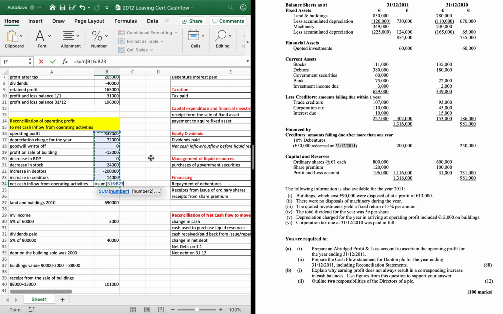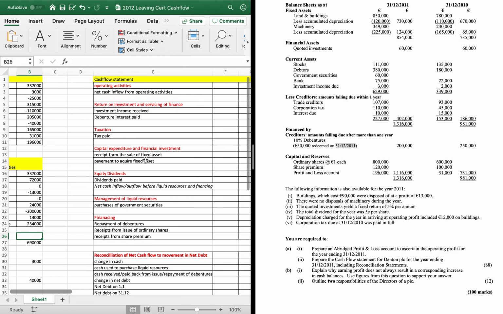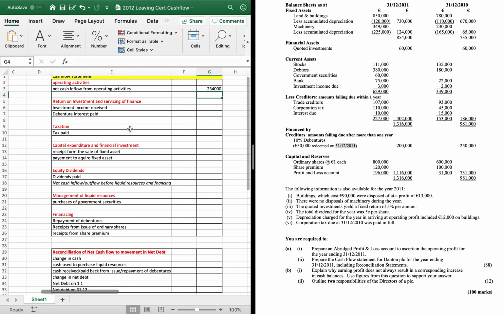So just total them off, and you've got 234,000. And that is our net cash inflow from operating activities, which is our starting number over here. 234. Okay, so as always, you get marks for your headings, so make sure you know them. Make sure you know what goes on each one.